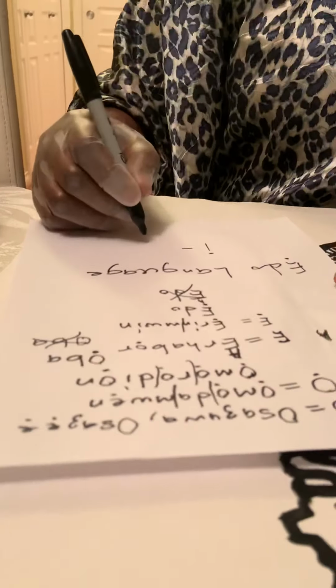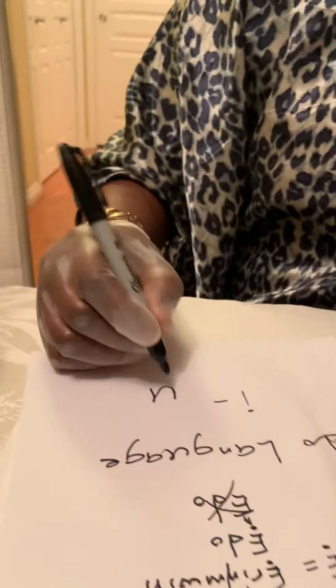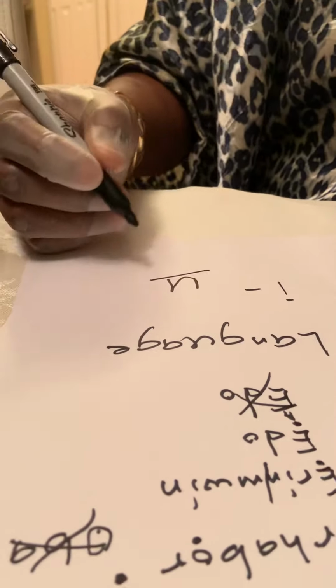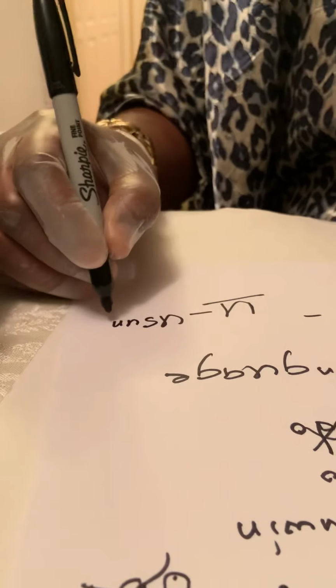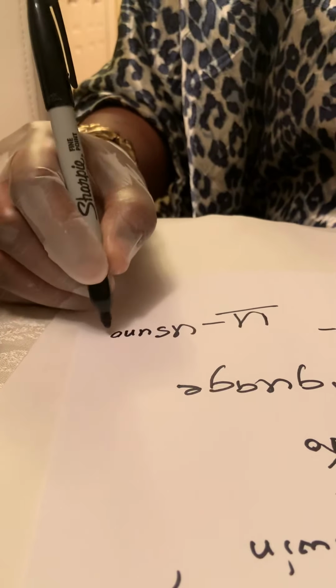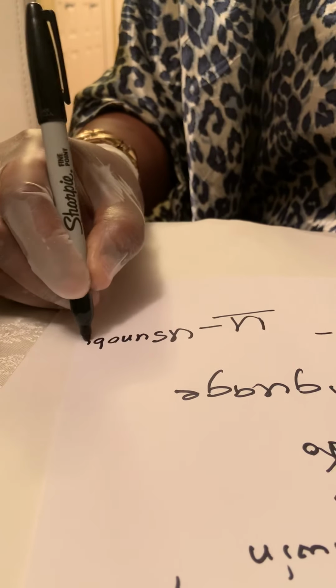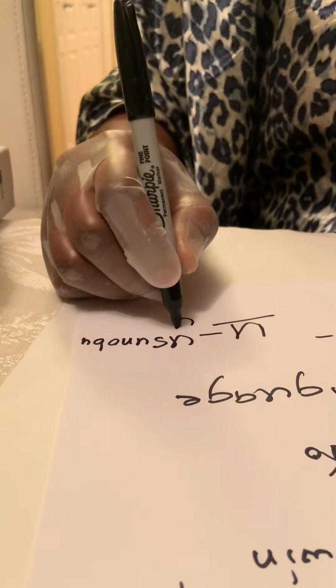So we must be able to teach our children that the letter U in Edo voice is pronounced as U. U as in Usunobu. Sunobu, Usualele.